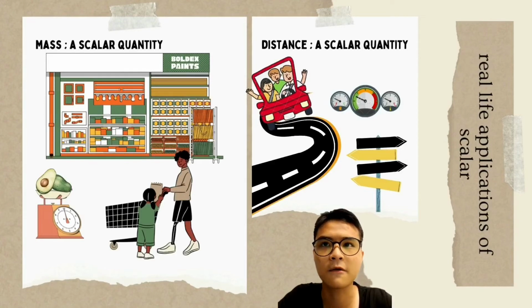Another example of a scalar is distance. Before driving to the grocery store, you zero out the trip meter of your car. When you return home from the grocery store, your trip meter reads 34.5 miles. The trip meter reads the distance traveled by your car. It gives you an idea of how far you traveled during your trip to the grocery store.